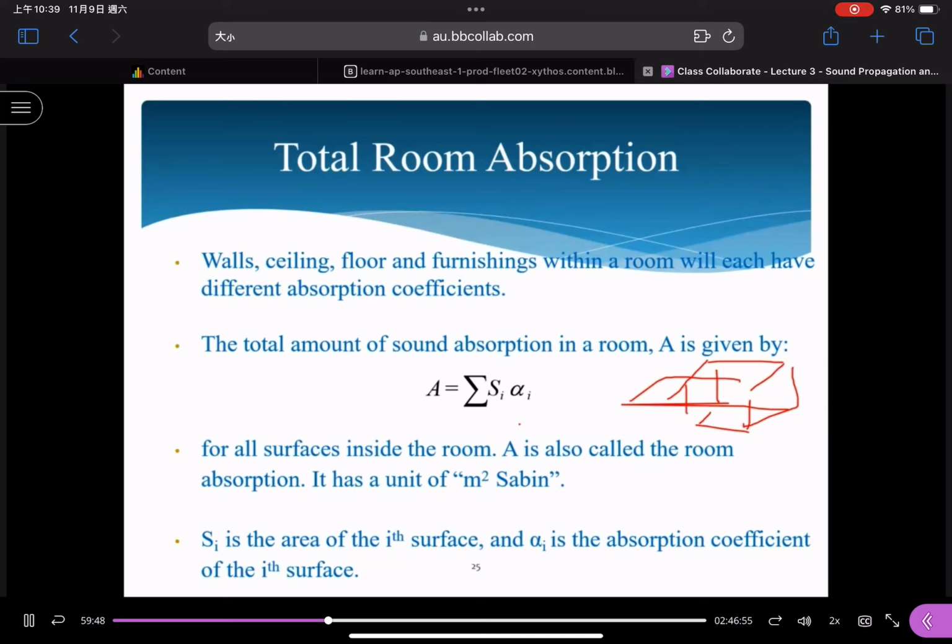When you use this term Si times alpha i, we call this A. What is A? A is what we call the room absorption. The unit is square meter sabin. Please pay attention: this is not the geometrical area. This is the absorption effect, in square meter sabin. When you refer to some reference books, they could just write it as square meter.